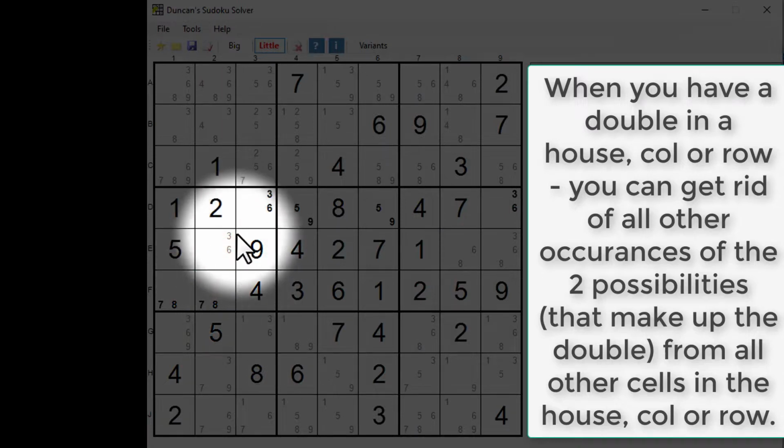And again, we have another double, 3, 6, 3, 6. And that's all a double is.